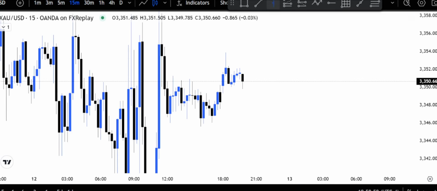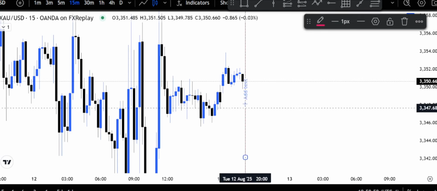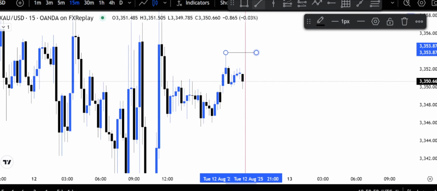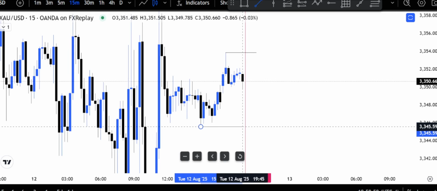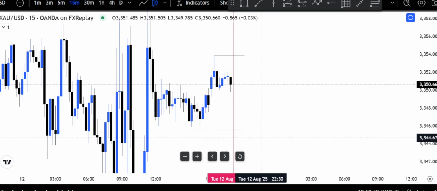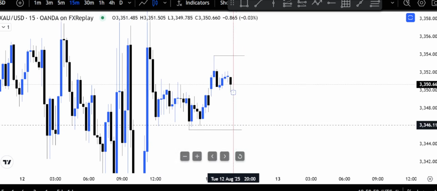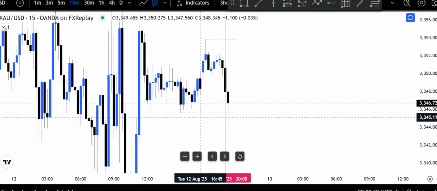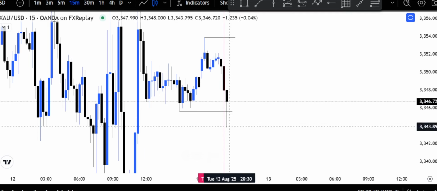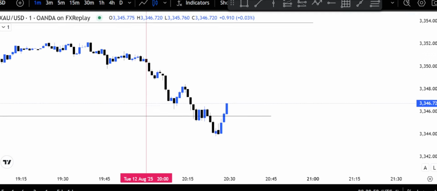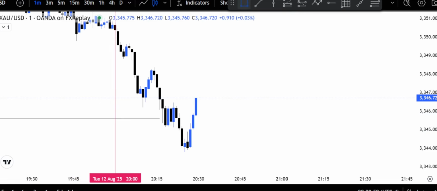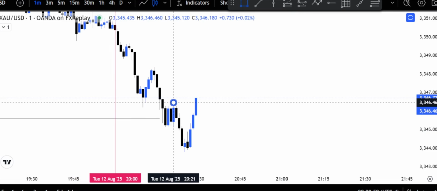In this example, first, let me see the time. I'm going to mark out the most recent high and most recent low, which is this one. I am going to wait for a sweep of the low or high. We have our first sweep. We will go to 1 minute. We have a displacement here.